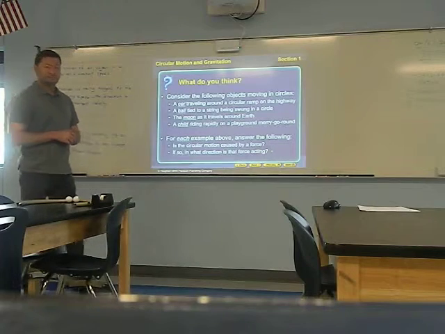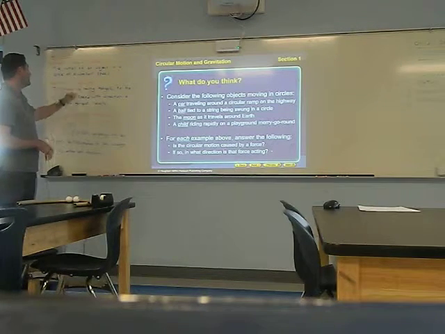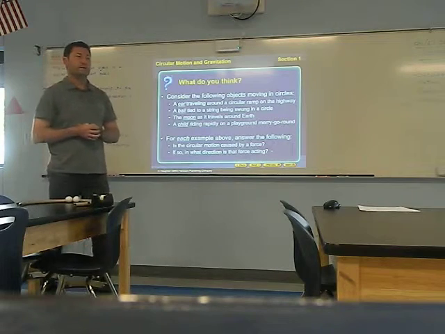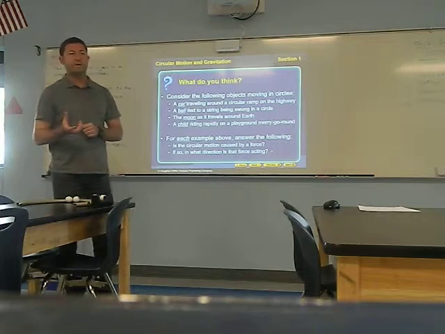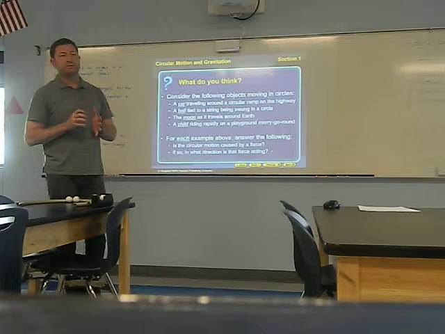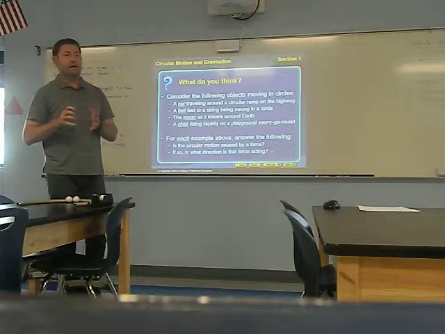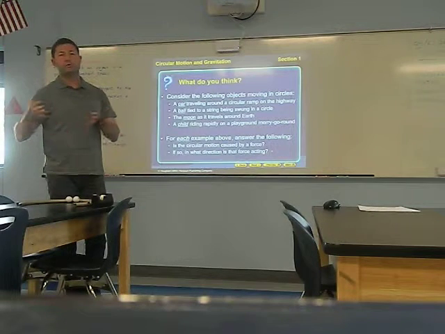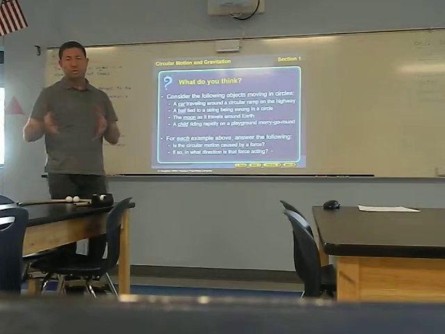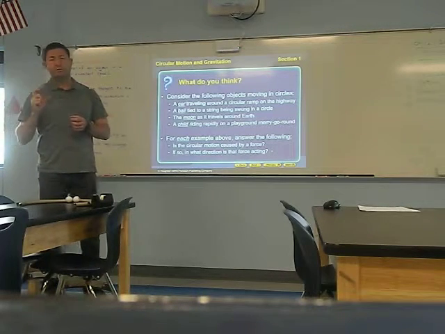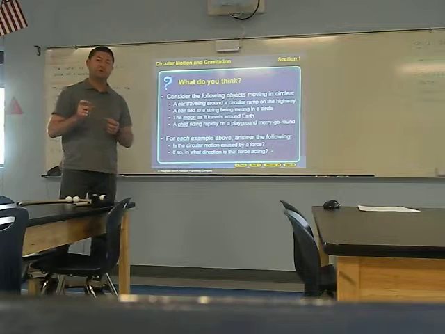In this case, let's start with uniform circular motion. Uniform circular motion starts with the word uniform. What is the meaning of uniform? Uniform means not changing anything. Let's say uniform means constant. Uniform circular motion means motion inside a circle, but the speed or the velocity is not changing. It will be fixed.